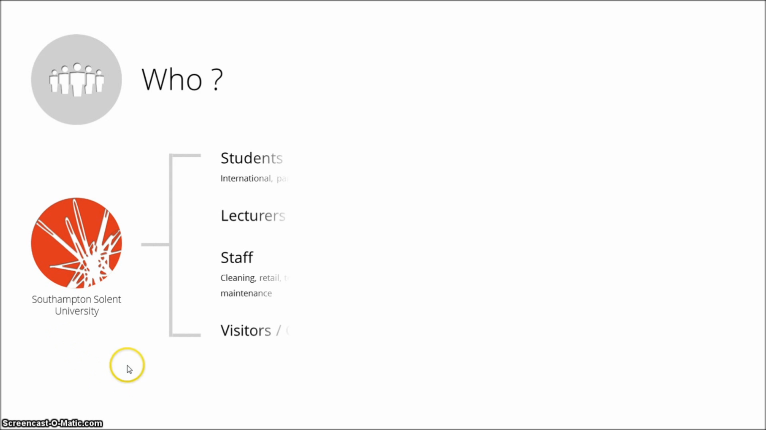So next we'll look at the who: what users are actually going to be tested. The users will all be members or people associated with Southampton Solent University. This can include students, whether they're international, part-time, full-time, lecturers, staff, such as cleaners, technicians, maintenance, and also visitors and guests. Within the users that are going to be tested, there's also going to be various variables that need to be written down and observed and taken into consideration when we gather our results.